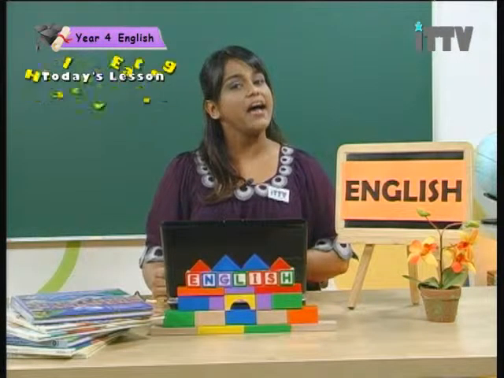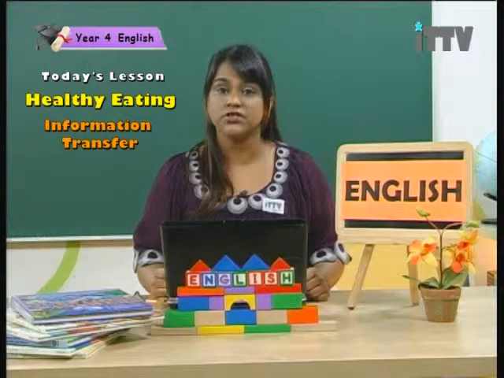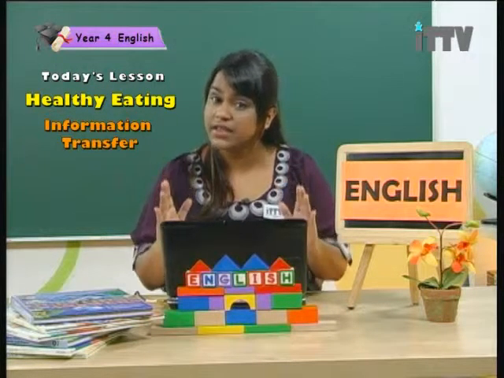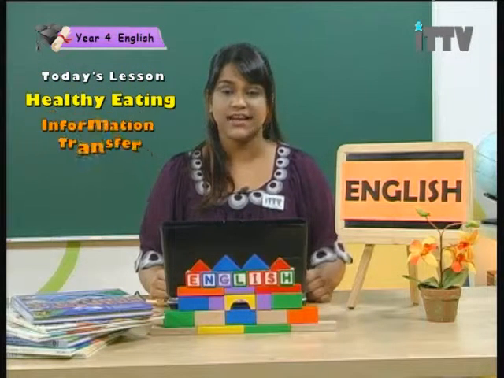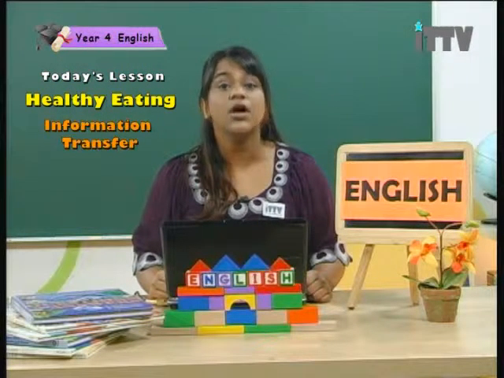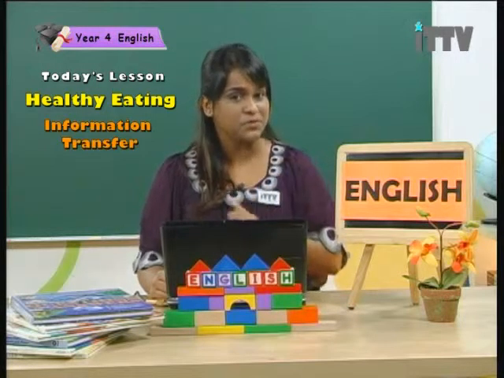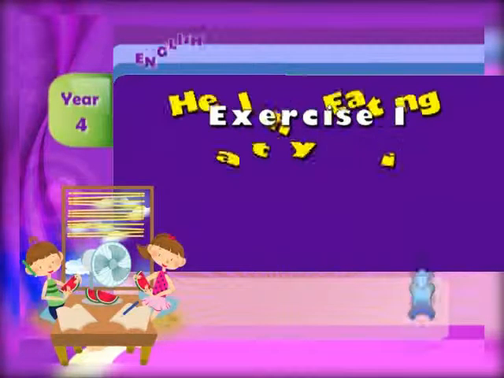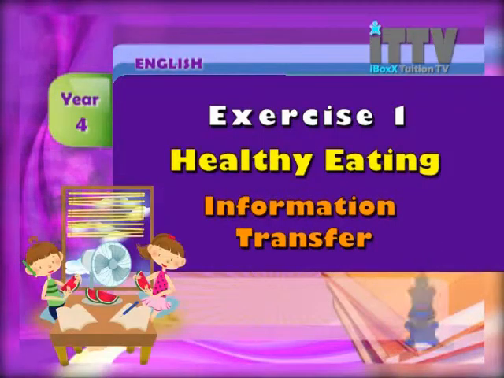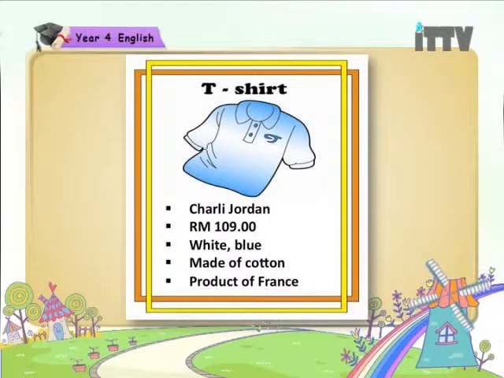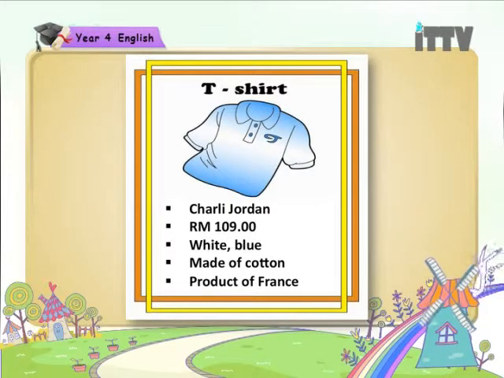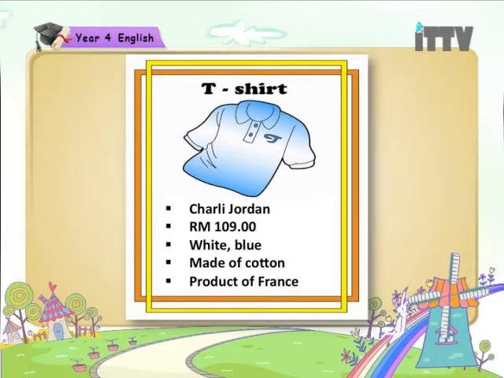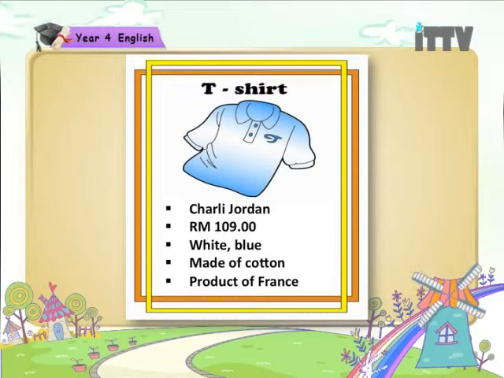Now, I have the first exercise for us to do. Let's try it together and let's go through it slowly. For the first exercise, we are going to do clothing. Stay with me. Alright students, take a look at this t-shirt. Now the t-shirt's brand name is Charlie Jordan.